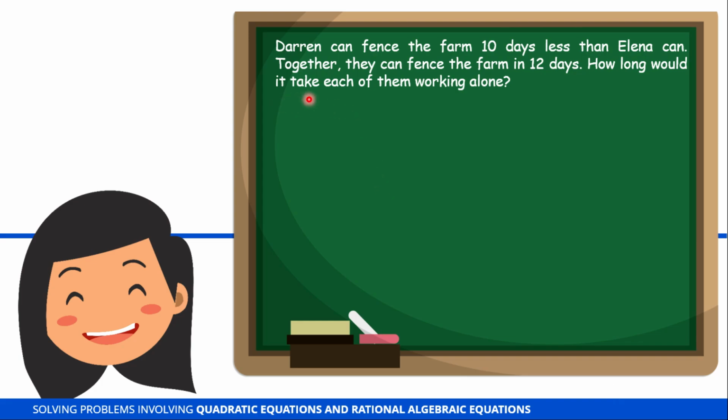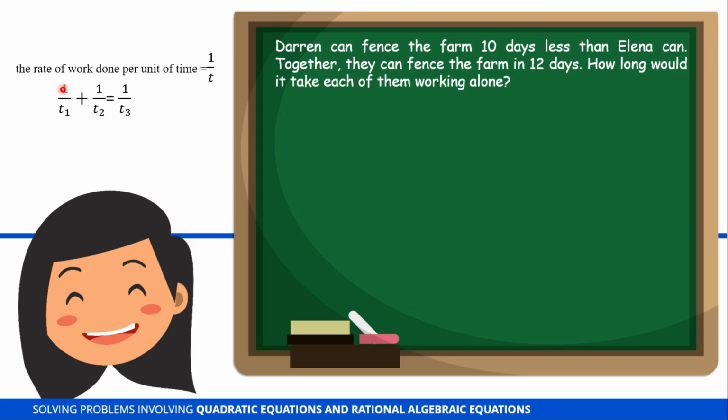Ang una nating problem ay related sa rate of work. And ang rate of work done per unit of time is represented by 1 over t, kung saan yung t represents the time na na-consume sa paggawa ng isang particular job or work. So ang ating problem, it involves working together. Okay? So, pwede nating i-represent yan using this equation.